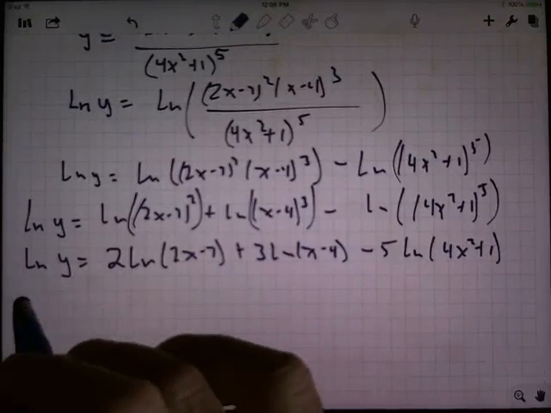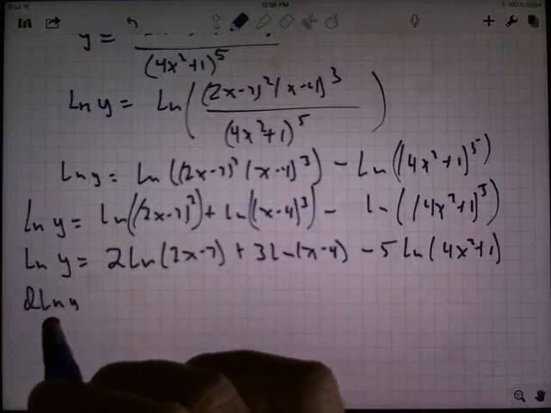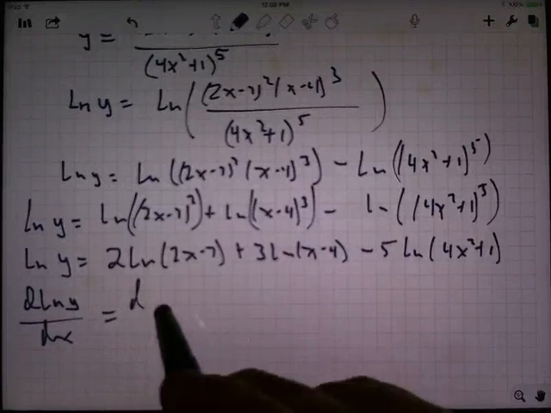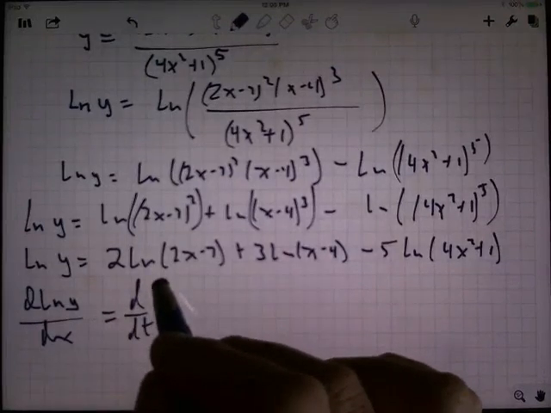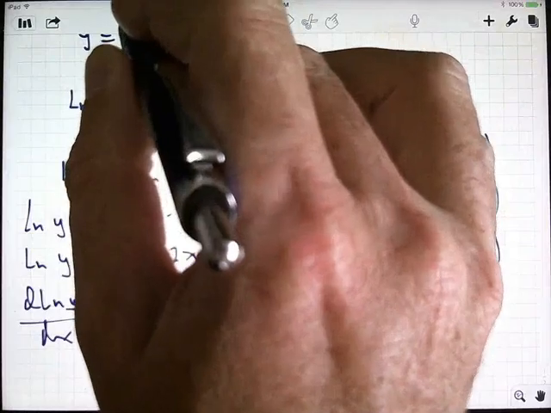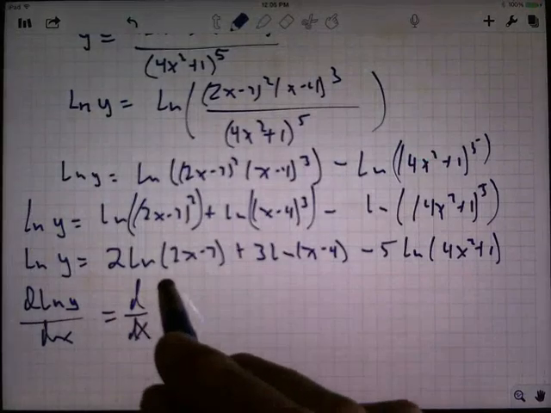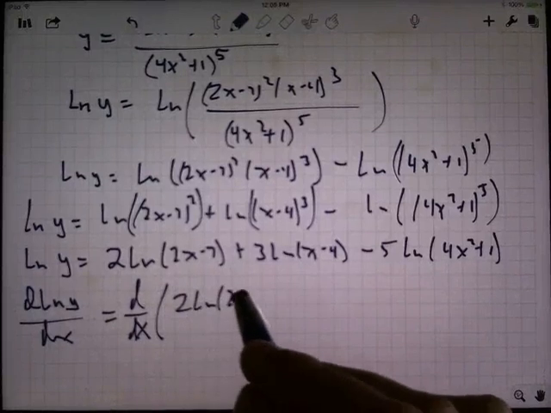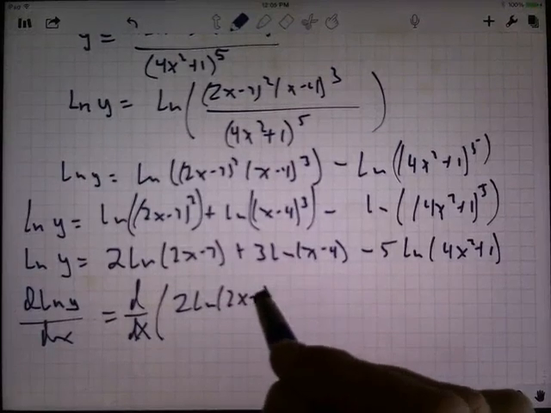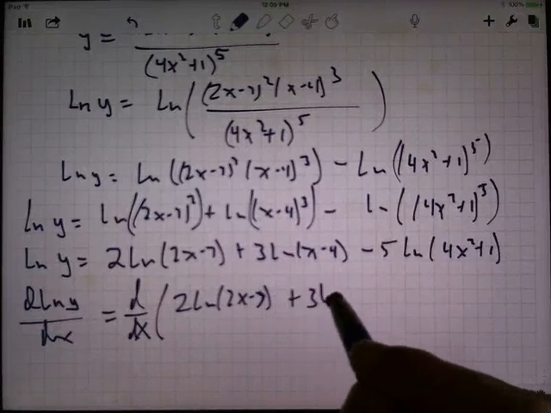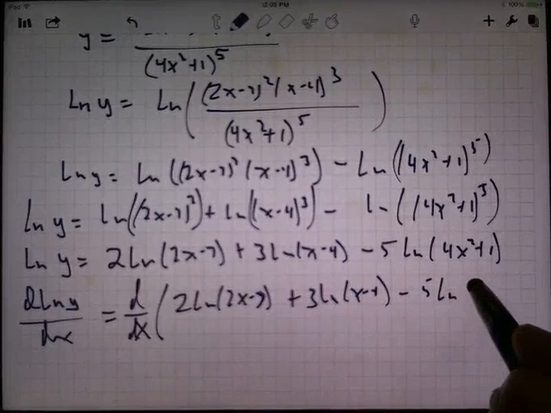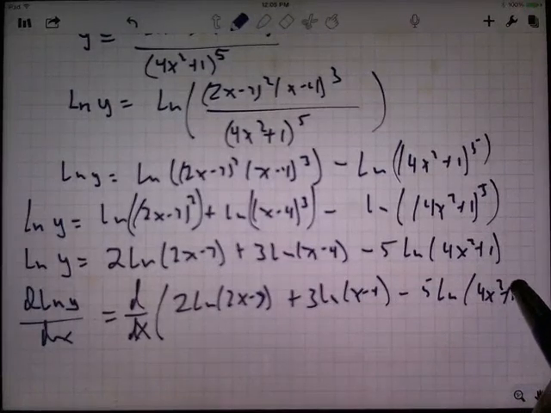So I'm going to take the derivative of the natural log of y with respect to x, and take the derivative of all this stuff with respect to x. Again, I'm writing down more steps than I would normally do just to show you every step. So with respect to x of all this stuff: 2 natural log of 2x minus 7 plus 3 natural log of x minus 4 minus 5 natural log of 4x squared plus 1. Okay.